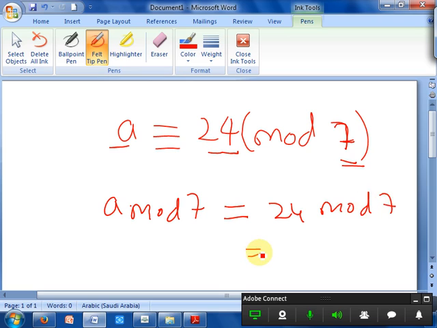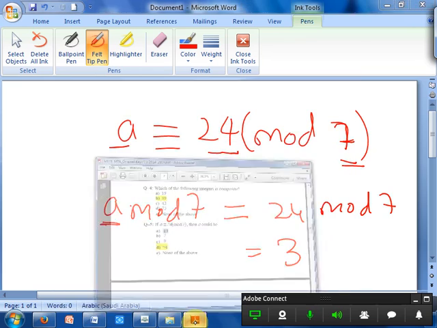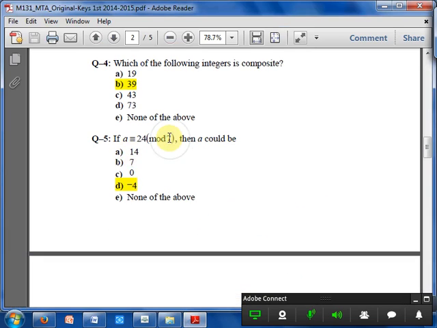3, the remainder is 3. Now we need the number that will bring you 3. So the option is 14. 14 mod 7 is how much? What is the remainder? 0.